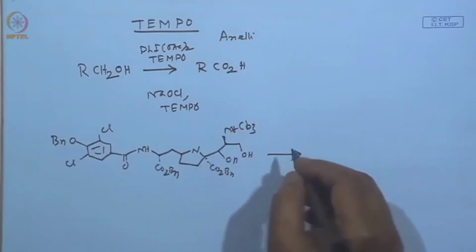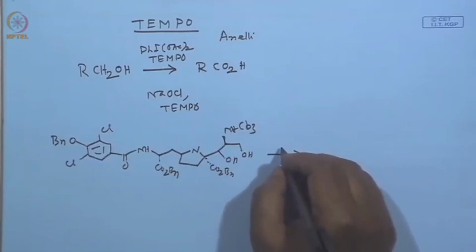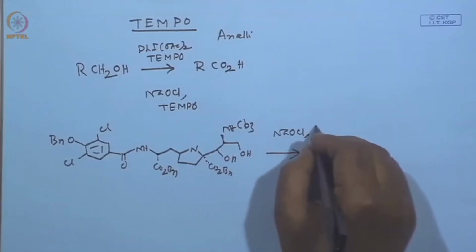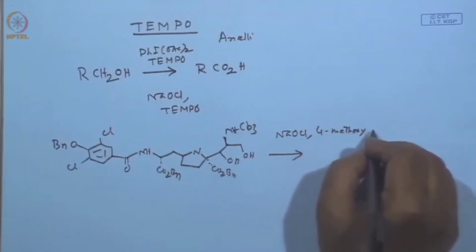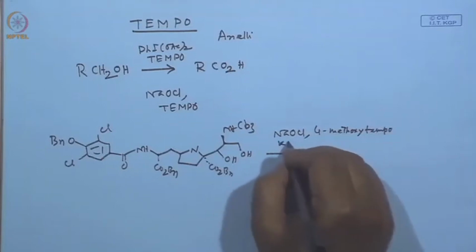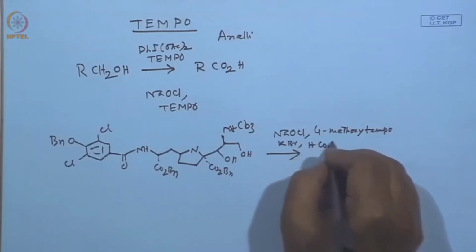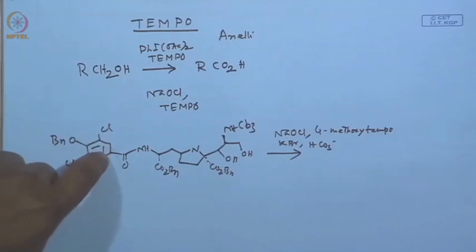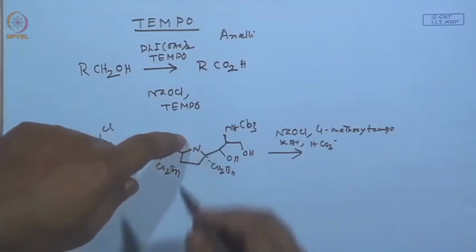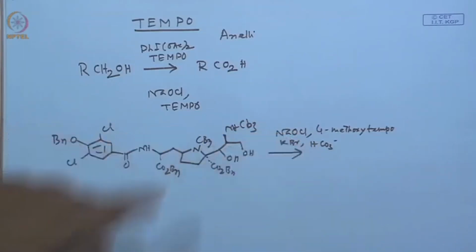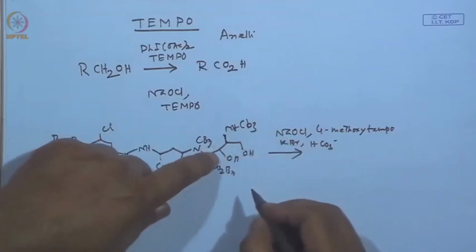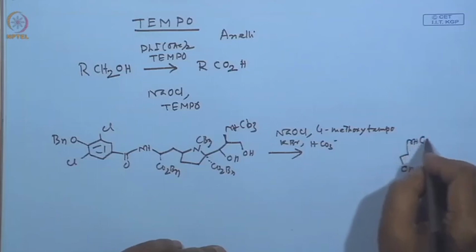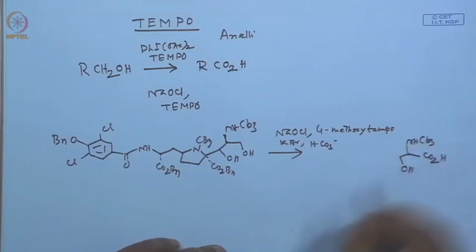Now, in this Anelli oxidation, the recipe is like this: sodium hypochlorite, then 4-methoxy TEMPO, that was the original one actually, then catalytic potassium bromide and sodium bicarbonate. What we will see is that it does not oxidize the benzylic CH2, the benzene ring, or the nitrogen, which is protected as CBZ. You have a secondary OH group, it is not oxidized. Only the last one is oxidized, this remains free, and this one gets converted to the carboxylic acid.